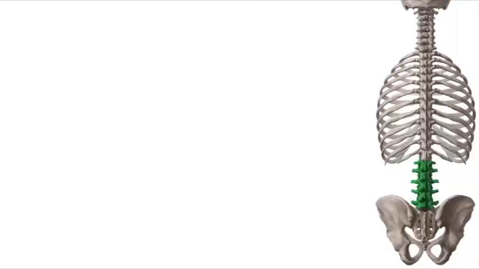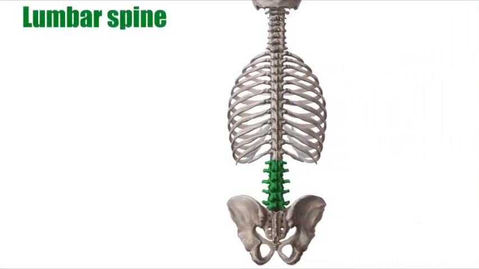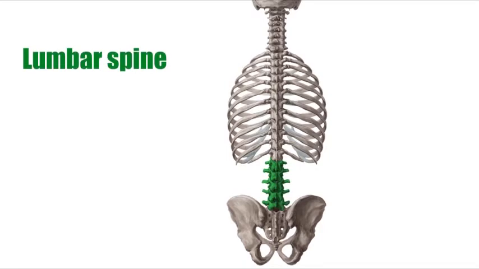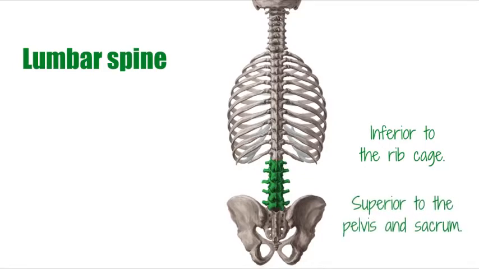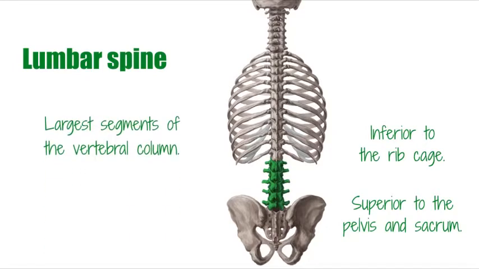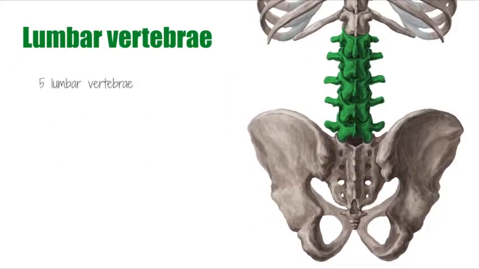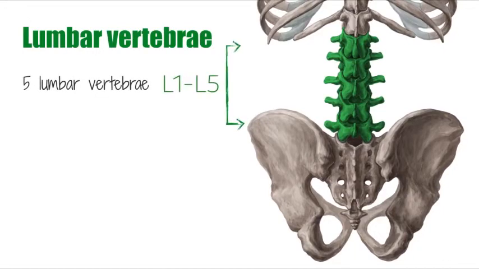Now let us see the lumbar spine. The lumbar spine is located at the bottom section of the vertebral column, inferior to the rib cage and superior to the pelvis and sacrum. As compared to the other vertebrae, the lumbar vertebrae are largely responsible for carrying the weight of the upper body, and hence they are the largest vertebrae in size. There are 5 lumbar vertebrae found in human adults, denoted as L1 to L5.